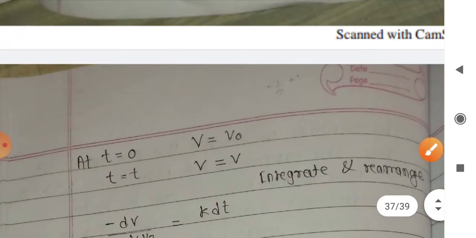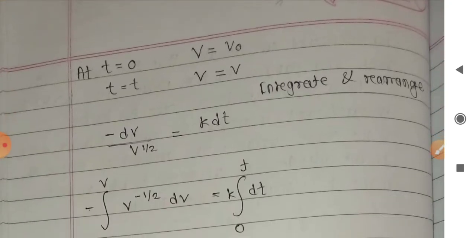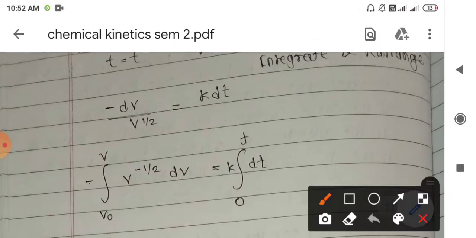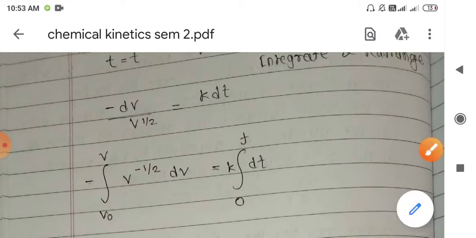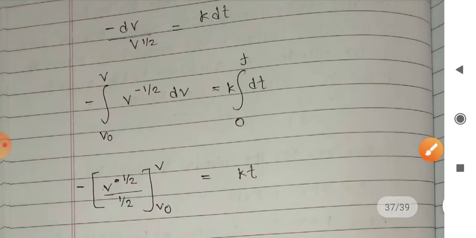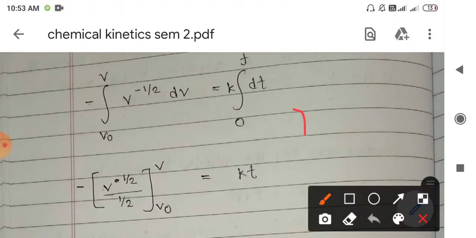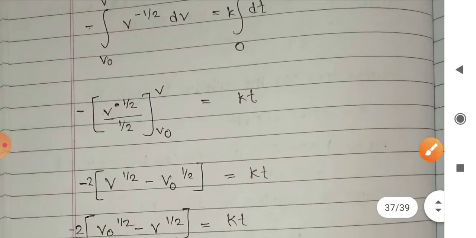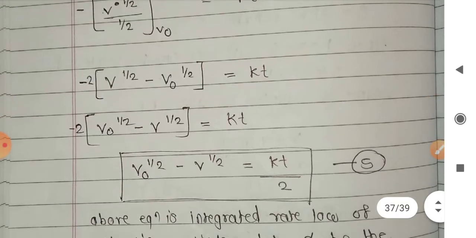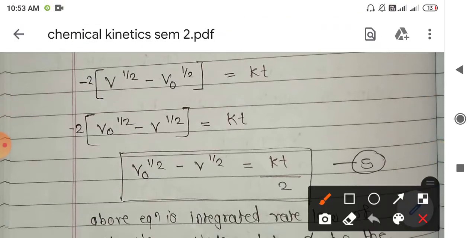If you want to find the integrated rate law, we simply need to integrate the above differential rate law within the proper limits, that is minus dV upon V raised to 1 by 2 is equal to k into dt, with the limits of V from V0 to V, and for t from 0 to t. So simply substitute that. Again we are going to use the same integration formula, that is the integration of x raised to n is x raised to n plus 1 upon n plus 1, and we simply substitute into this equation and find the integrated rate law.